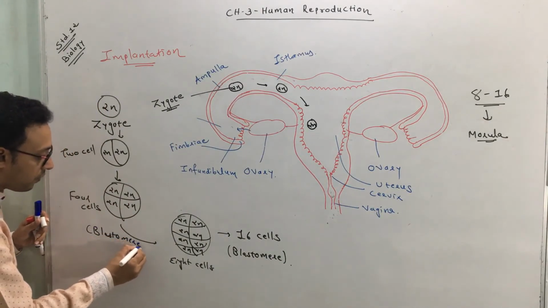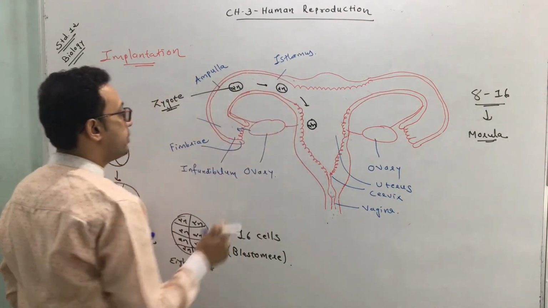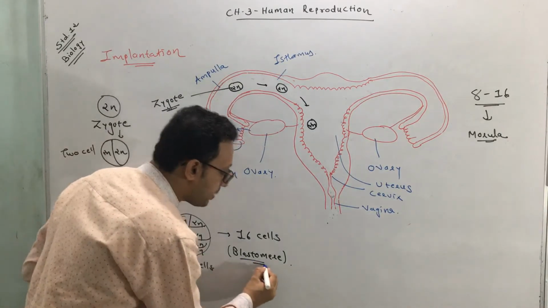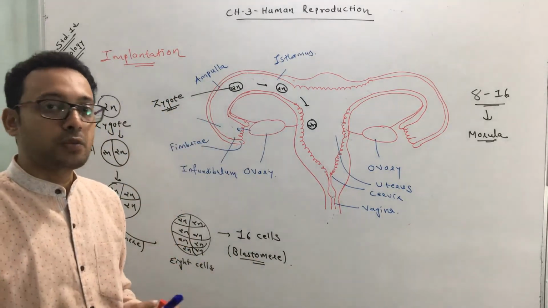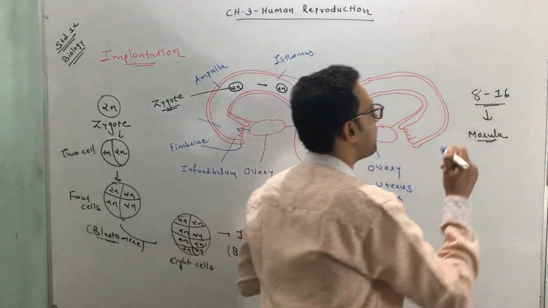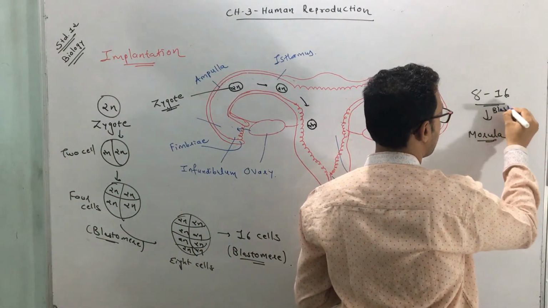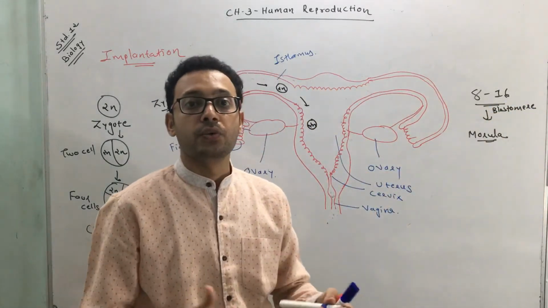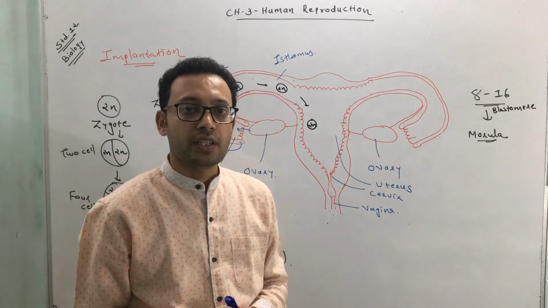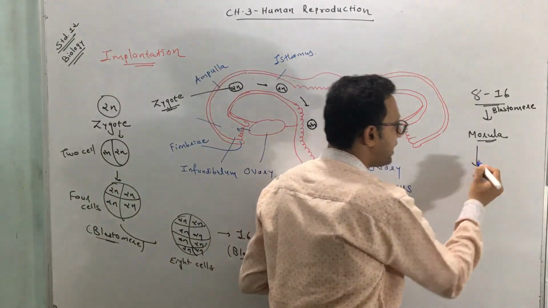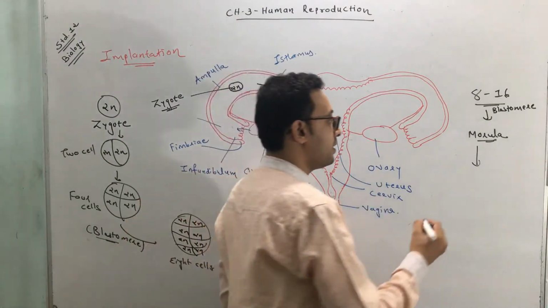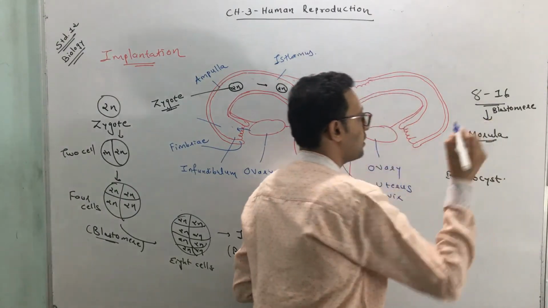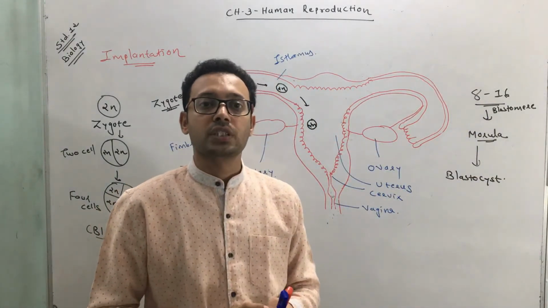Okay. So while transferring from the ampulla to the uterus, the zygote divides and converts into blastomeres. A group of 8 to 16 blastomeres is what we call a morula. Clear? Now this morula again continues to divide, and that converts into a blastocyst.